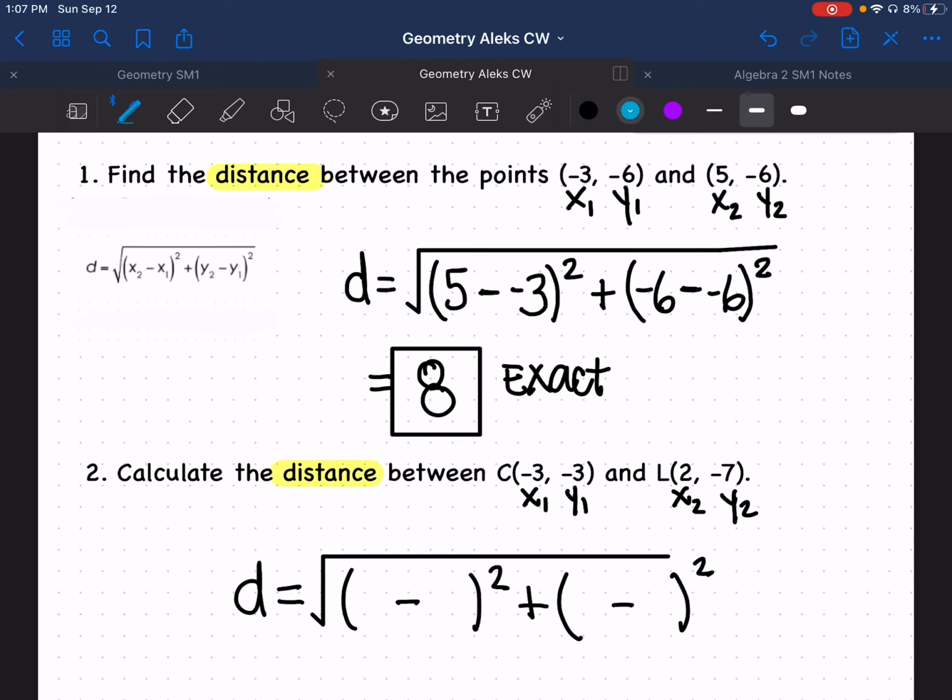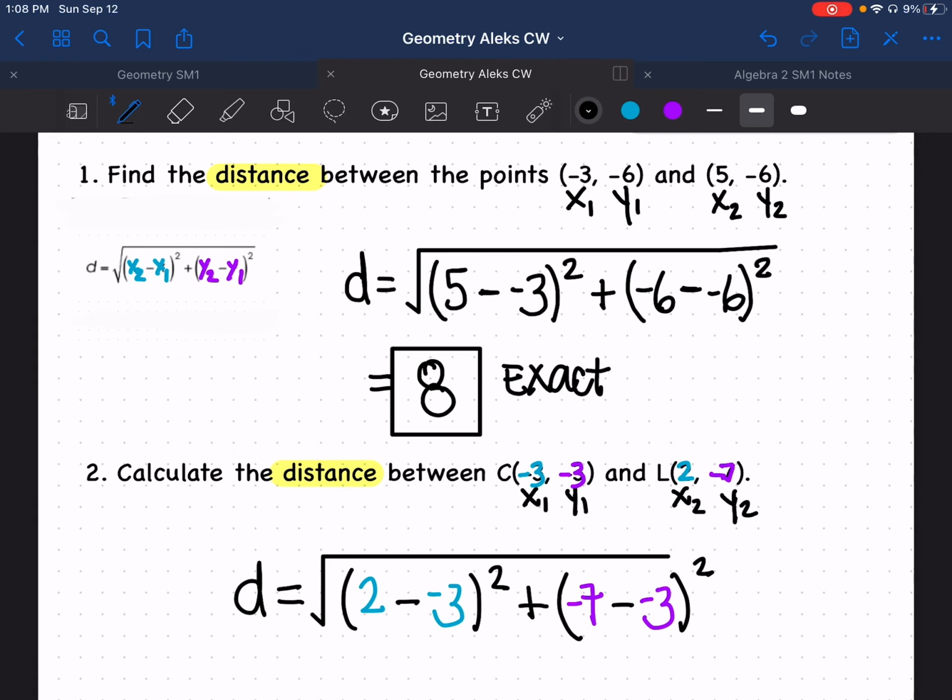I make sure that I can subtract my x's and I make sure that I can subtract my y values. Now, another thing that you could do to help you out is use your color. x2 is 2, minus x1, which is -3. So you could use your color like so, and then you could do your y's in the purple: -7, and y1 is -3.